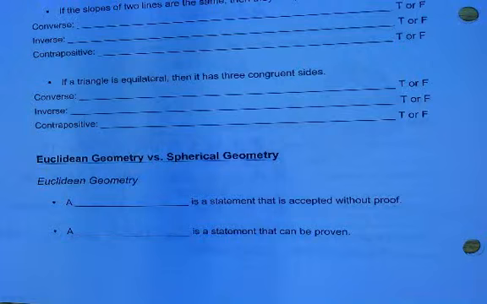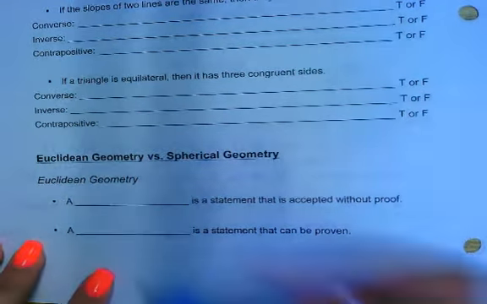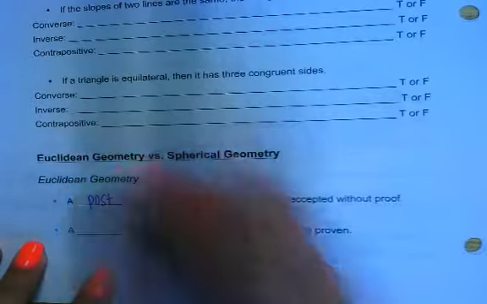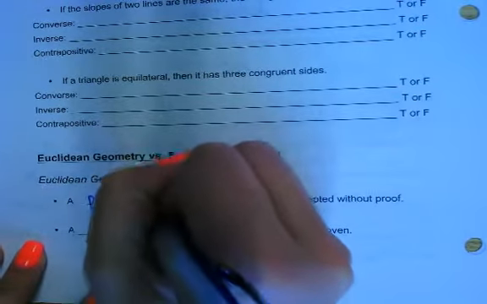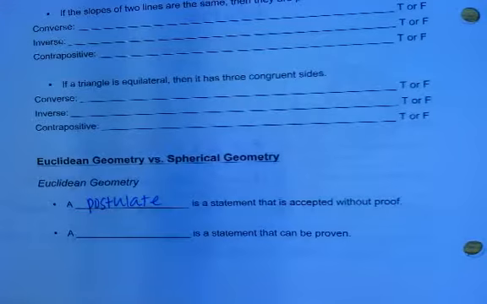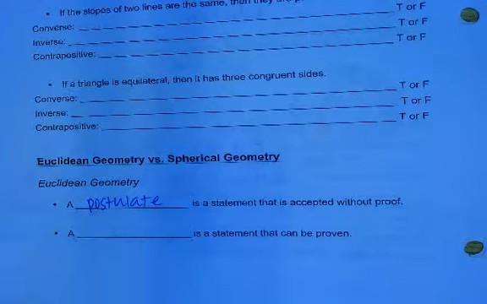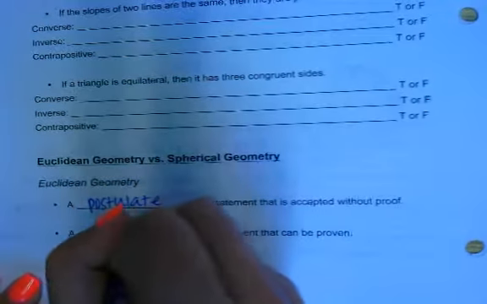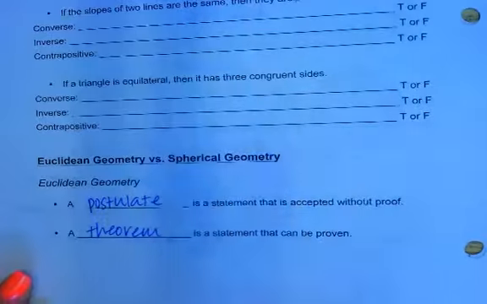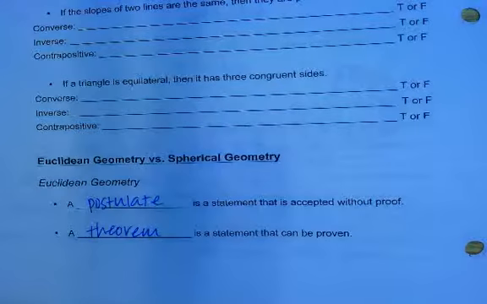We have things called postulates. A postulate is something that we accept without proof. I don't need to write a formal proof for 2 plus 2 equals 4, or 2 equals 2. We just take those without proof. The opposite of that is what we call theorems. A theorem is a statement that can be proven. I can prove the Pythagorean theorem. I could prove that 2 lines are parallel. How would I prove 2 lines are parallel?